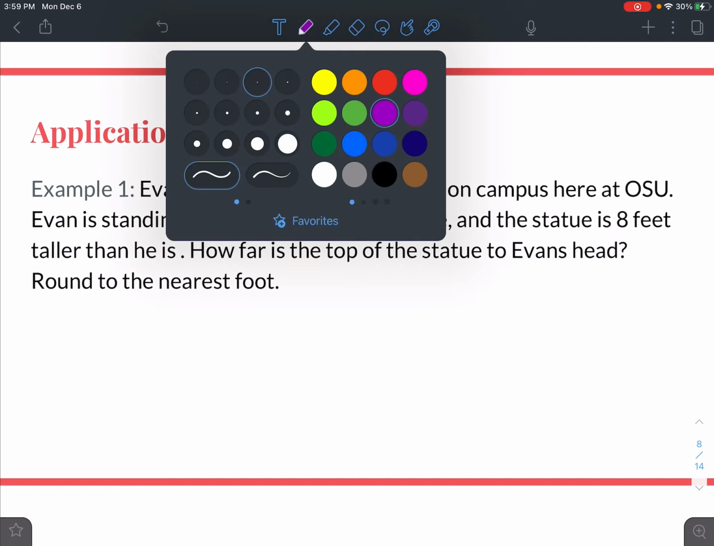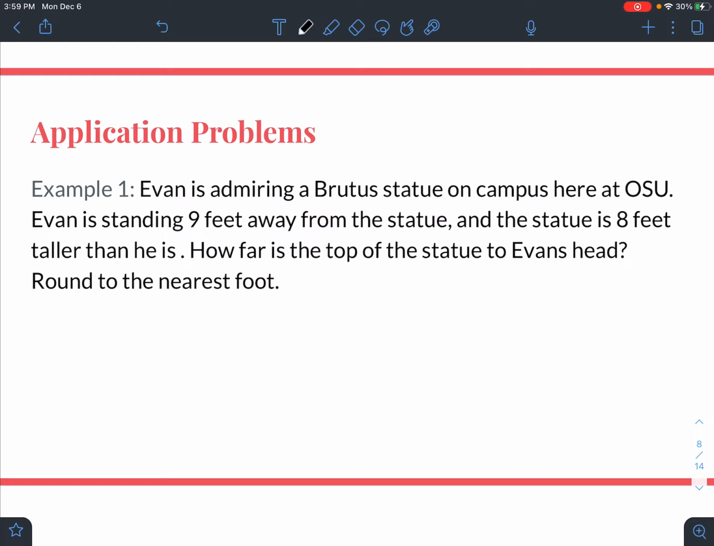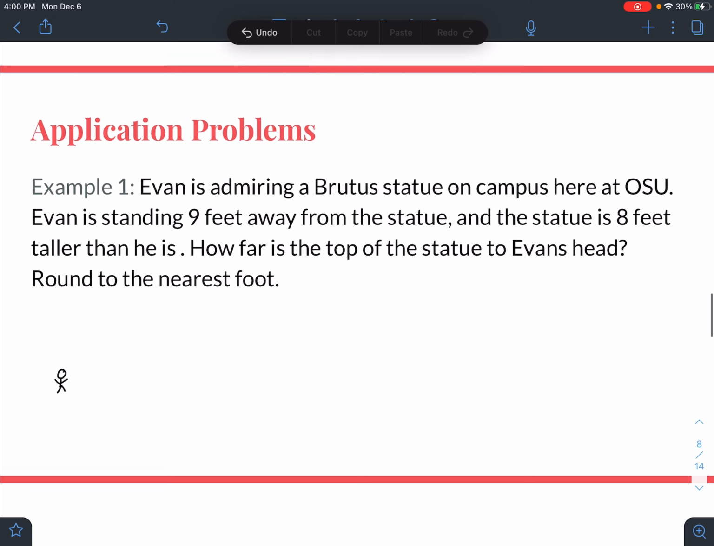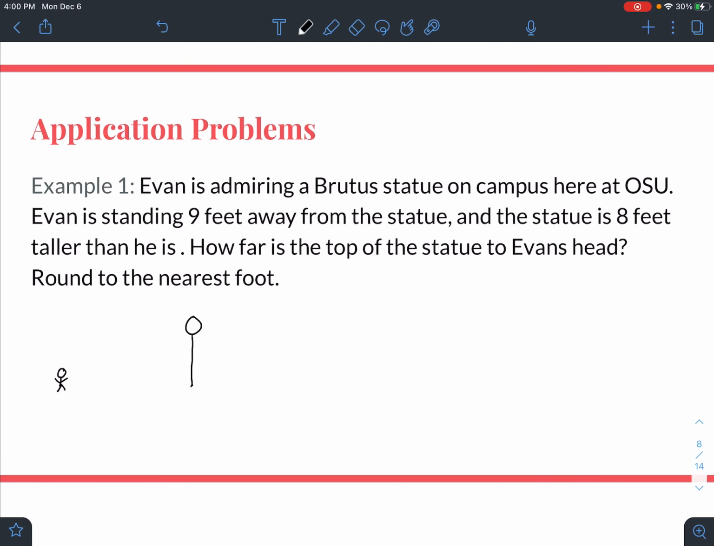So, I'm going to draw a picture here. And the first thing that I want you guys to do when you're working on these word problems is always draw a picture, okay? So here's Evan. He's going to be a little guy. And here is the Brutus statue. It's a big statue. I know that Evan is standing 9 feet away from the statue, so 9 feet is right here. And the statue's 8 feet taller than he is. So from the top of Evan's head to the top of the statue is 8 feet.